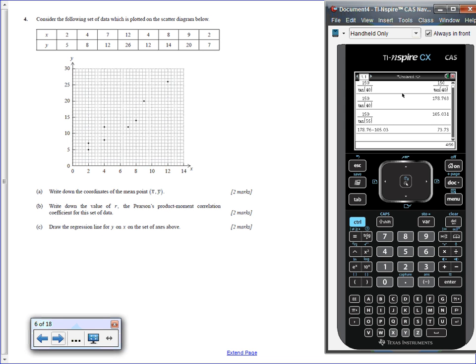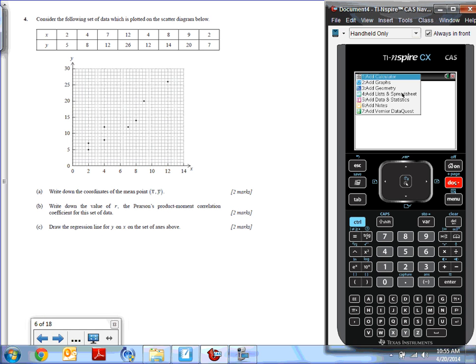on the calculator by adding 2 plus 4 plus 7 plus 12 plus 4 plus 8 plus 9 plus 2, and then dividing by 8. And then do the same thing for the y. Since, however, you're going to need to calculate r in the next question anyway, you're probably better off typing in the x and the y data into a list so that you can use the statistics features of the calculator.